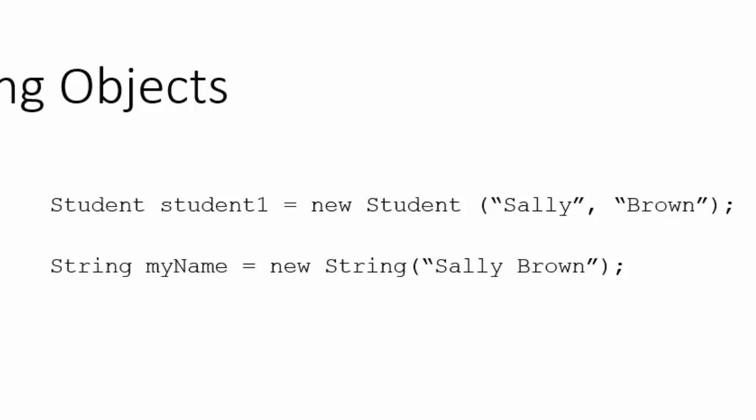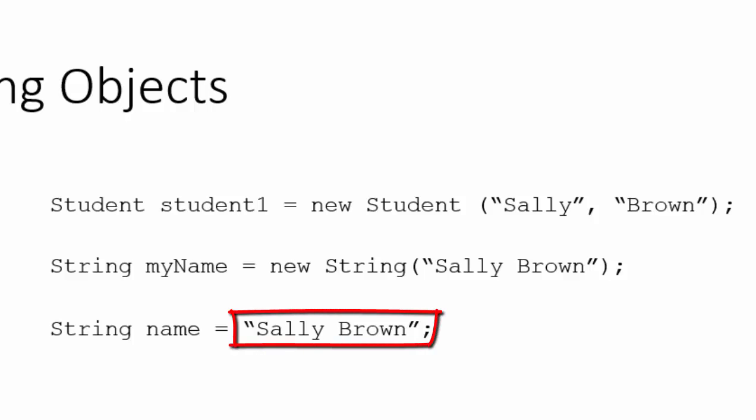Because we use strings so often in our programs, Java provided a shortcut to create string objects. We will always create string objects like this. The new command is implied because the type is string. This only works for string objects.